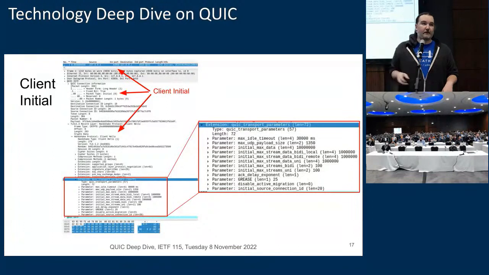Again, zooming in, we see the transport parameters. This is exactly the same as the other slide I showed you, but these are the actual transport parameters that the quiche client sends in this case. Next slide, please.